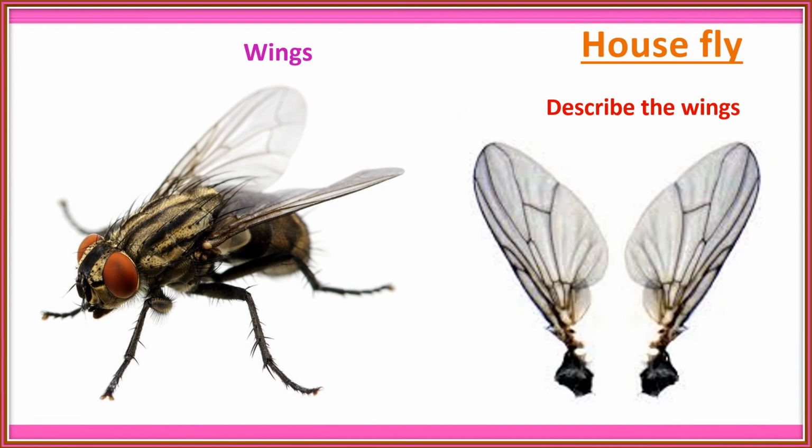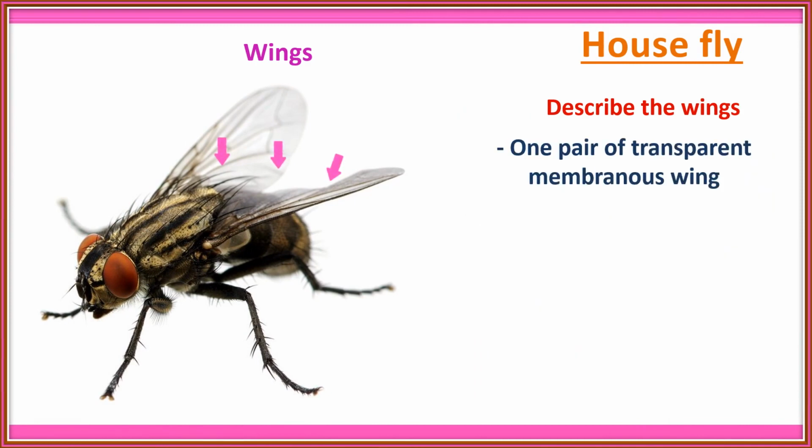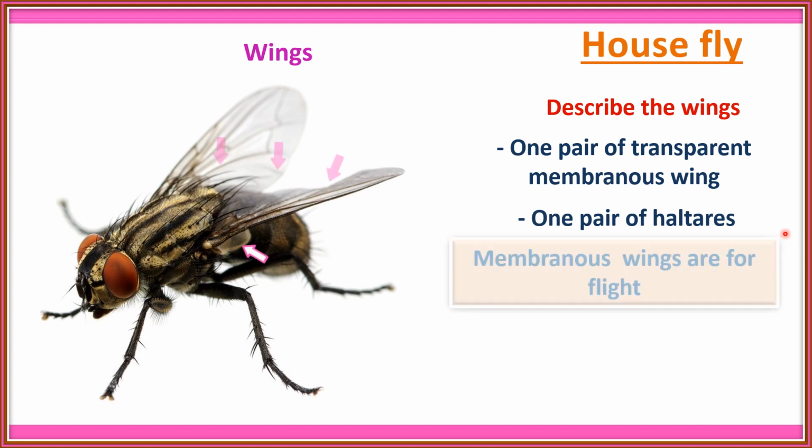The wings, describe the wings. It has one pair of transparent membranous wings and one pair of halteres. These are the halteres and these are the membranous wings. The membranous wings are for flight.